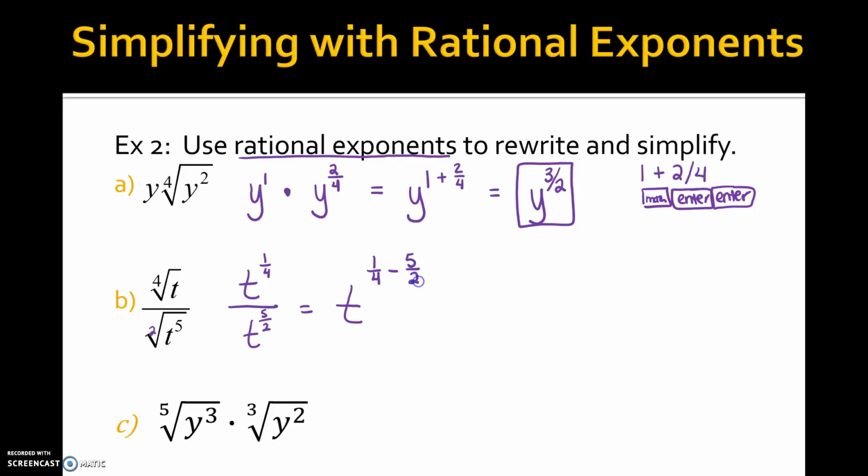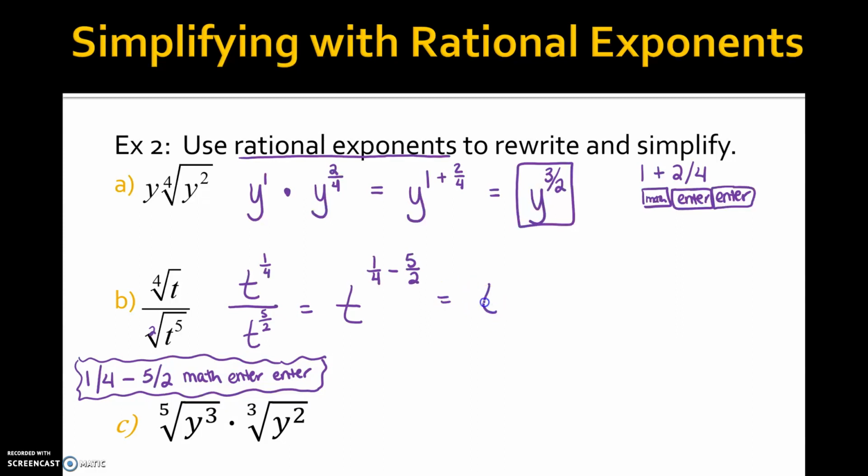So 1/4 minus 5/2. Take a moment and try to do 1/4 minus 5/2 in your calculator and then change it back into an improper fraction. On the graphing calculator, I wrote down my keystrokes. You would do 1 divided by 4 minus 5 divided by 2. Math button, enter, enter. And it would tell us that that fraction is negative 9/4.